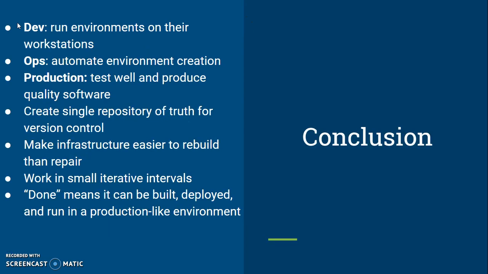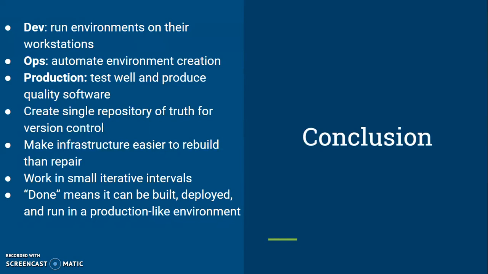So just to wrap things up, we want to make sure that in development we run our own environments on our own workstations so that we can make sure that everything is repeatable. In operations, we want to automate the environment creation so that we can make sure that everybody is testing the code on a similar setup so that we can make sure that it's consistent across the board. In production, we want to make sure that we produce quality software and that everything is tested so that we can provide quality products.